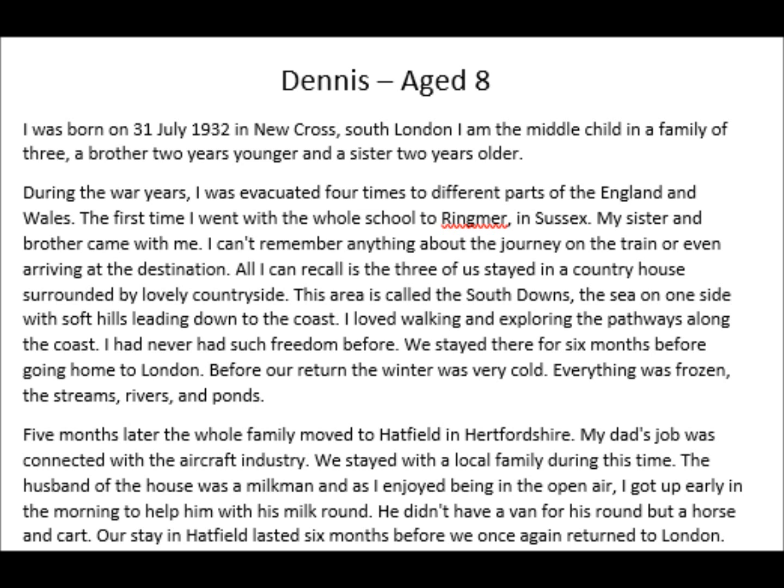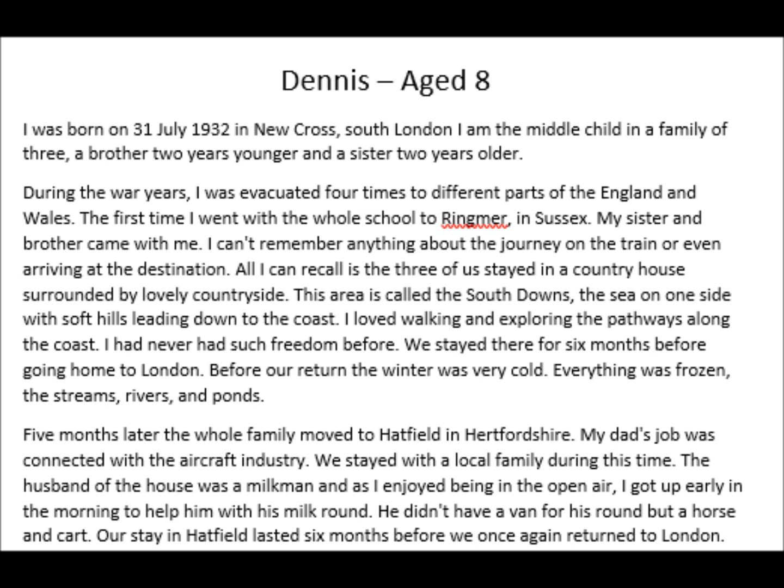I can't remember anything about the journey on the train or even arriving at the destination. All I can recall is the 3 of us stayed in a country house surrounded by lovely countryside. This area is called South Downs. The sea on one side with soft hills leading down to the coast. I loved walking and exploring the pathways along the coast. I had never had such freedom before. We stayed there for 6 months before going home to London.